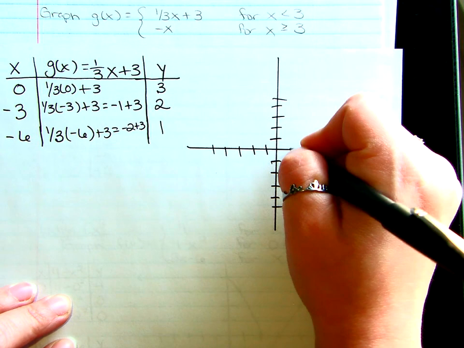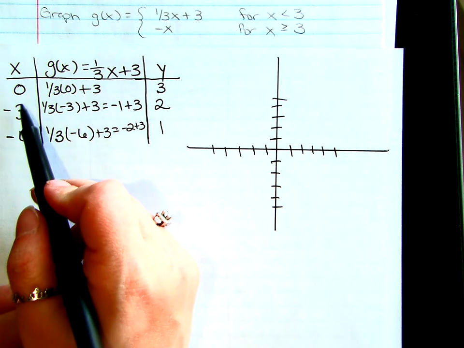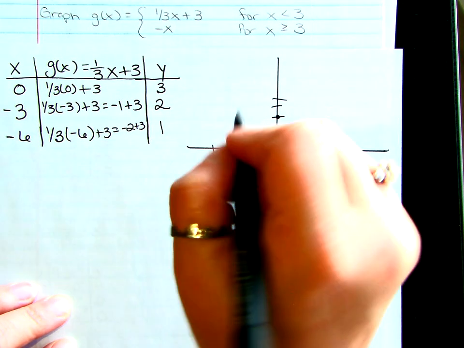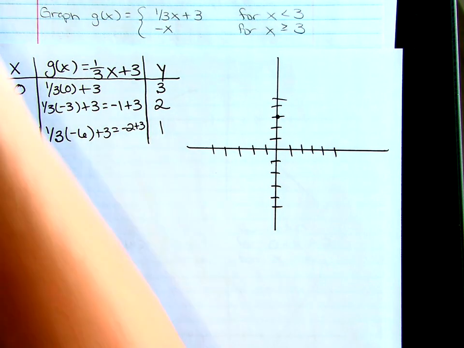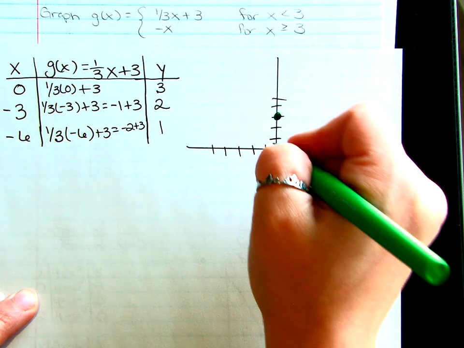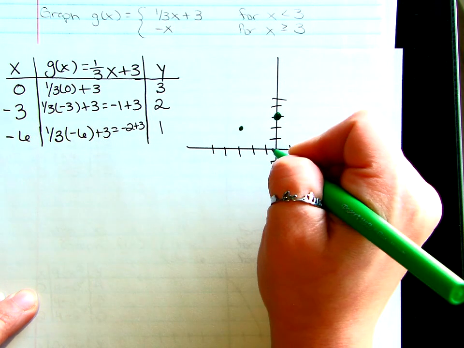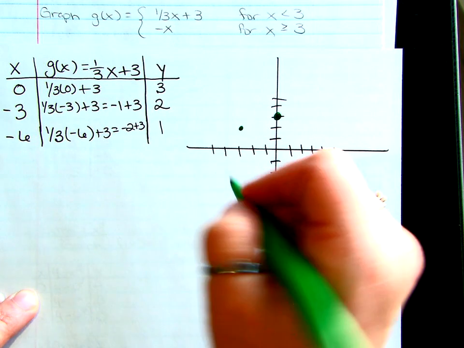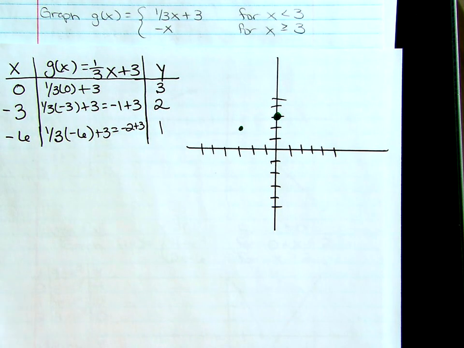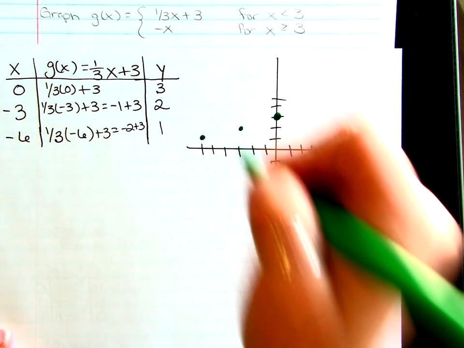Okay, so 0 to 3, 1, 2, 3, oops, I was going to use green. Not that it really matters all that much. Negative 3 is up at 2, and at negative 6, which would have been one more tick mark, I'd be up at 1. I will say on your notes and homework, I think all of these are multiple choice.